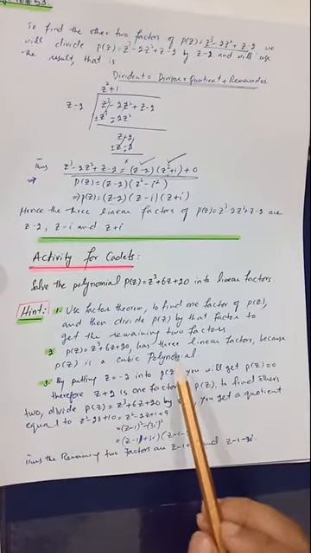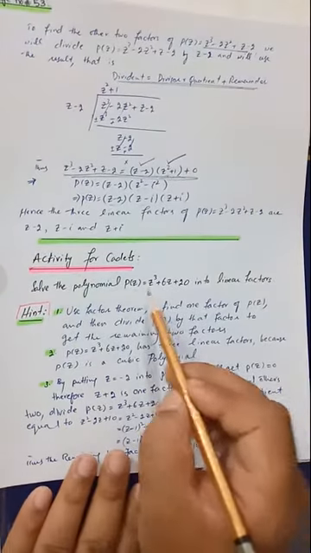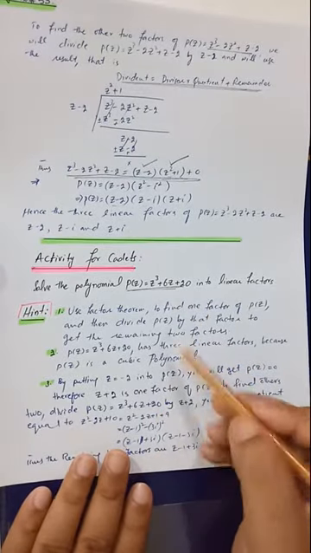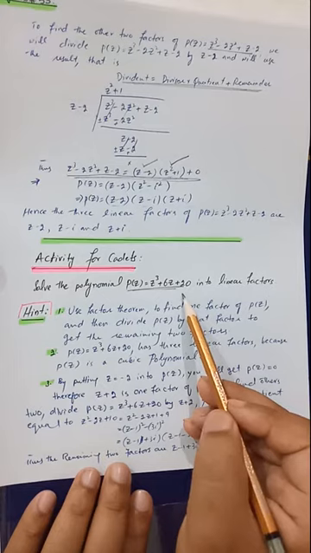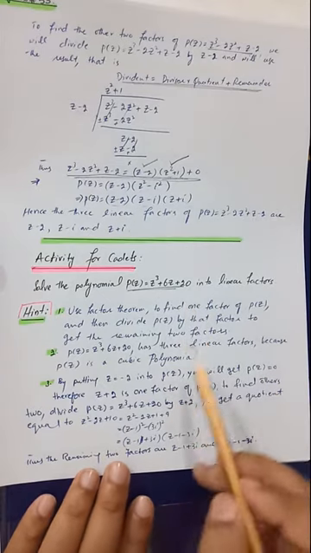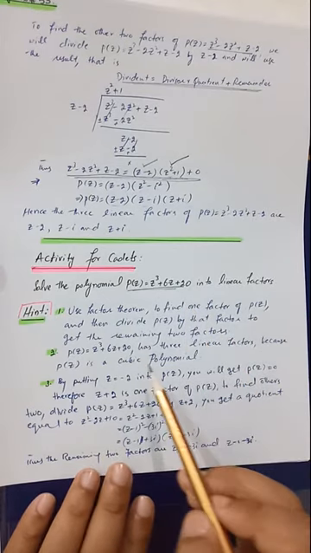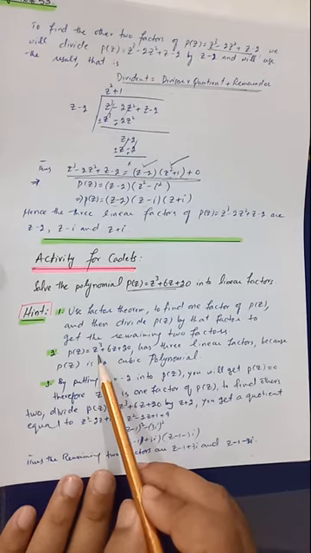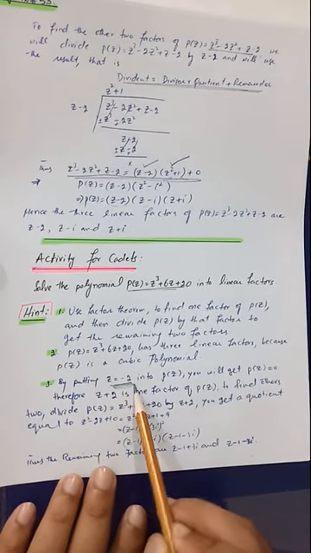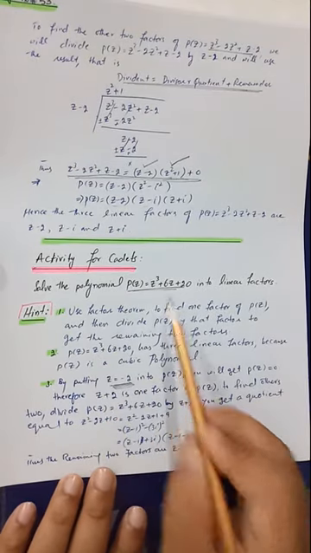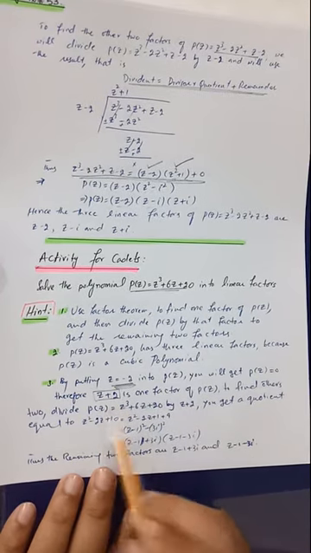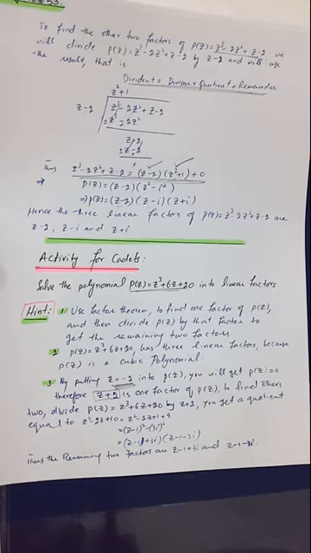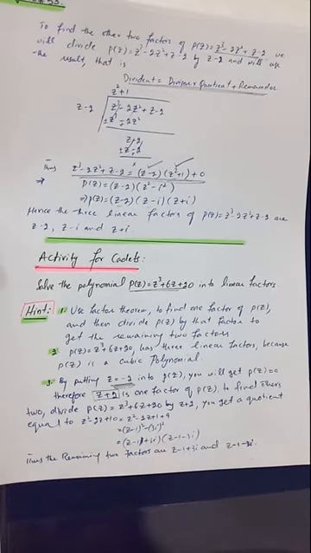Now if you see part number 4, this is the assignment for you, which is already explained here. P of z is equal to z cube plus 8z plus 20, to be written into linear factors. First of all, you need to find a value at which this polynomial gives you 0. If you put minus 2 here, you will get 0. Z minus a is your factor according to the factor theorem, so here the value of a is minus 2. So z minus (minus 2), that is z plus 2, is one factor.